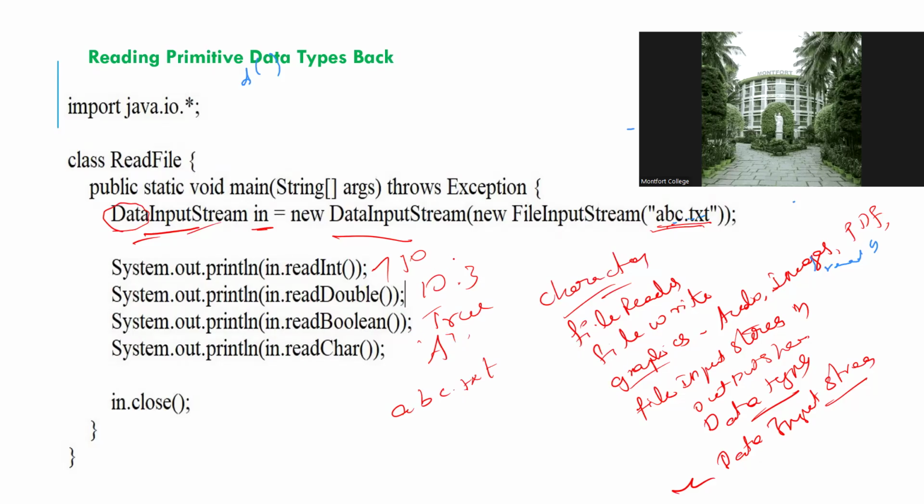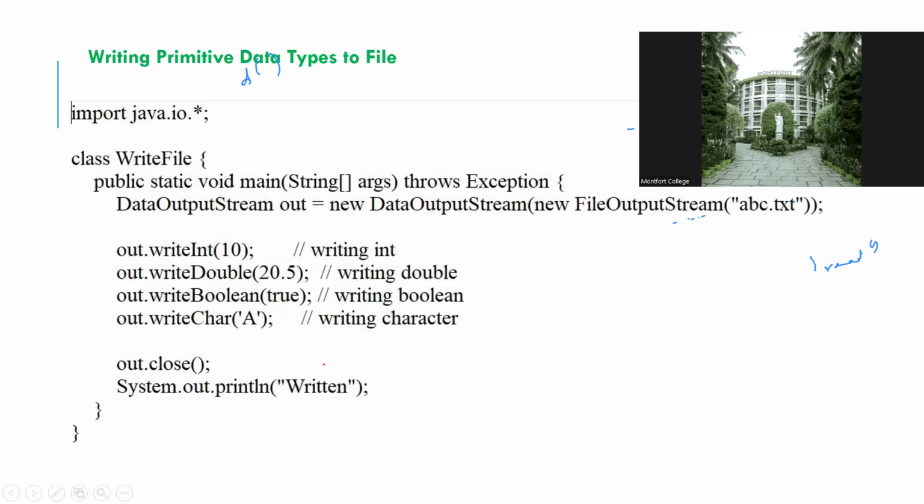If you see the statement, reading from external sources and writing to external sources is also possible. Then we have to close the file. In dot close means, in is the object of the particular file. Close means it is going to close the file after reading. Now we will see the writing operation.